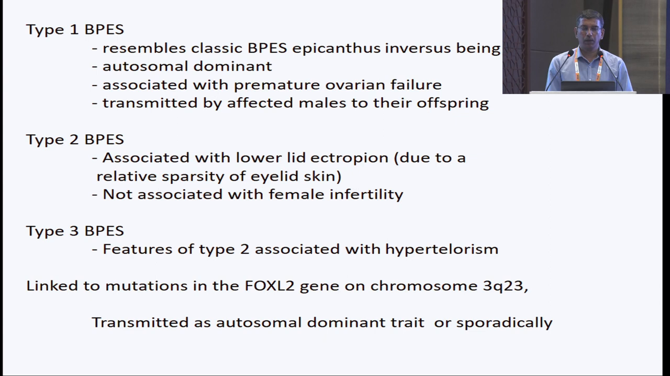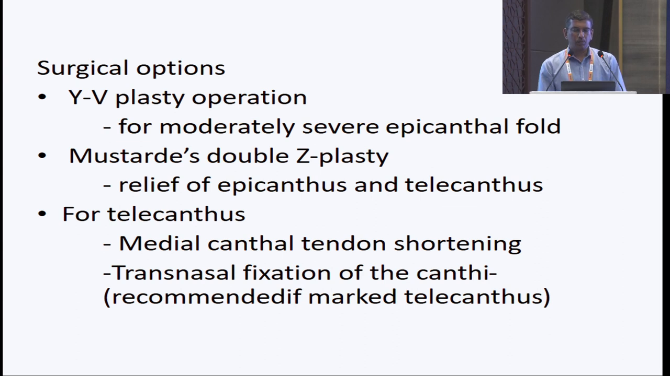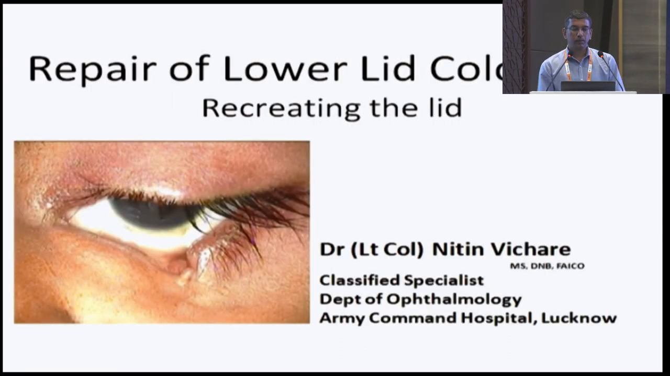The patient and family need to be told not only about the surgical procedure, but also, in girl children, about the future risk of female infertility. What is the timing of surgery? Generally at the age of 1.5 to 2 years. I have operated at the age of about 2 to 3 years, where I have done early correction in two stages. First is correction of the medial canthus, where the Y-V plasty is easiest, or double Z-plasty, also called the flying man technique, followed by treatment for the ptosis.